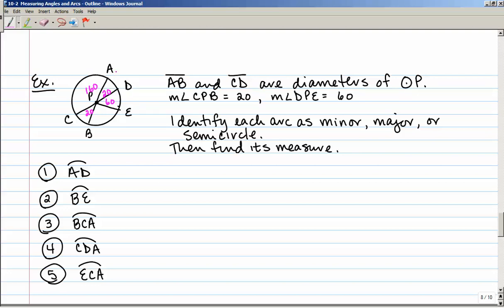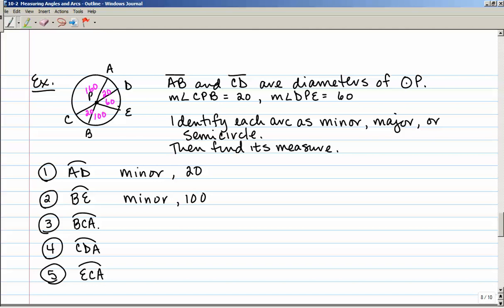And similarly over here, from A through D through E through B is 180. And here these two are 80, so this one is going to be 100 degrees. Now I think we can find the measure of each arc. So AD is a minor arc because it is less than 180, and its measure is 20 degrees. BE is also a minor arc, and its measure is 100.